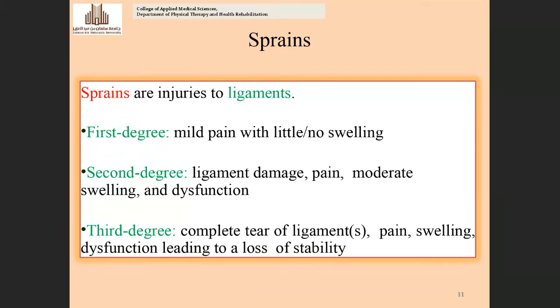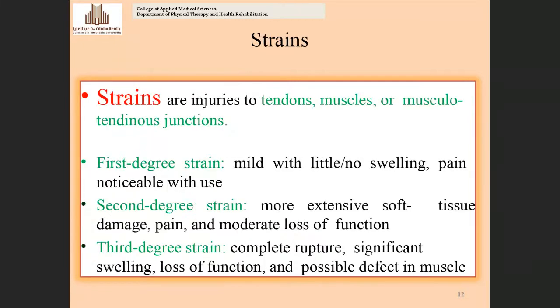In the second degree, there is partial damage to the ligament. You have pain, swelling, and dysfunction. Dysfunction means you cannot do the movements, like plantar flexion, dorsiflexion, inversion and eversion. The third degree is a complete tear of the ligament, a total cut of the ligament. You have pain, swelling, dysfunction, and you cannot do any of the activities or functions. This is known as sprains. Ligament sprains are a common sports injury that you can find very commonly in most field games.